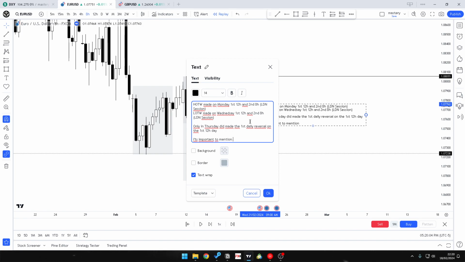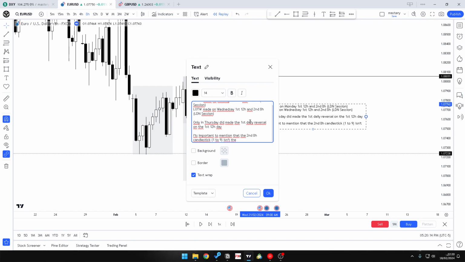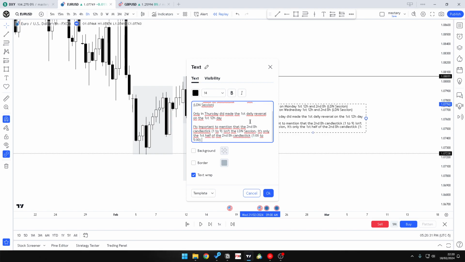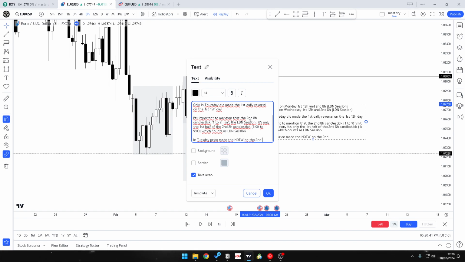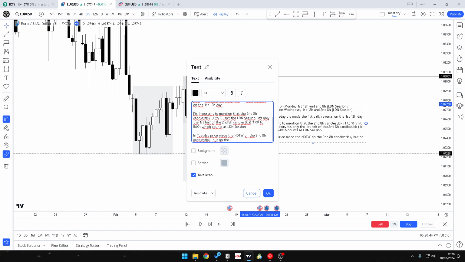It's important to mention that the second 8-hour candlestick, 1 to 9, isn't the session. It's only the first half of the second 8-hour candlestick, which is from 1 to 4, 5, which counts as London session. In Tuesday, price made the high of the week on the second 8-hour candlestick, but on the 4th slash second 4-hour candlestick.